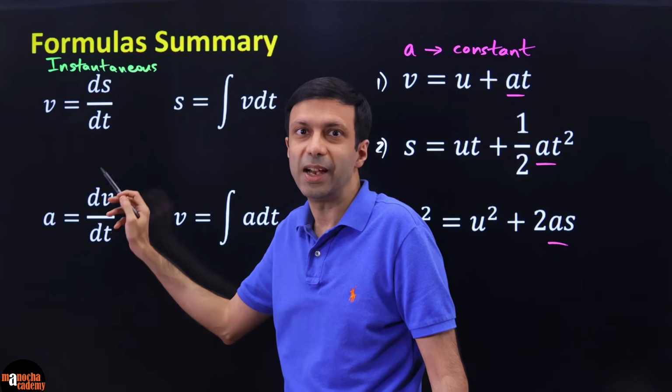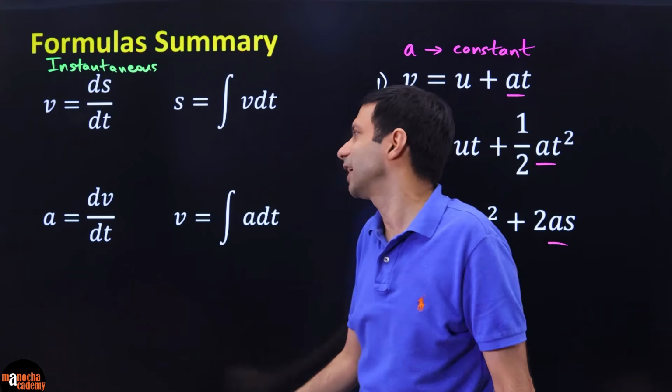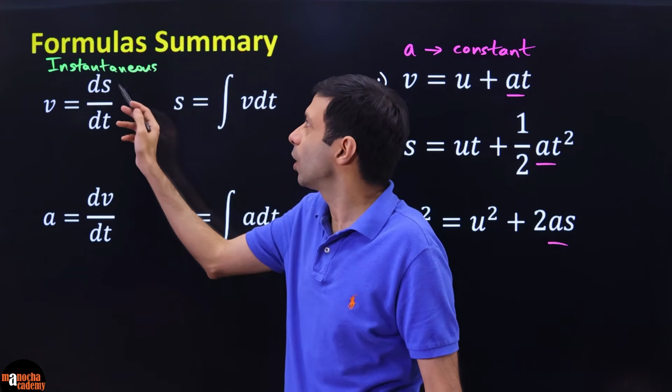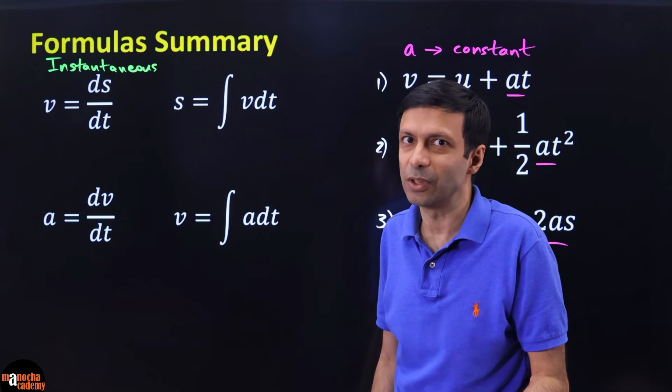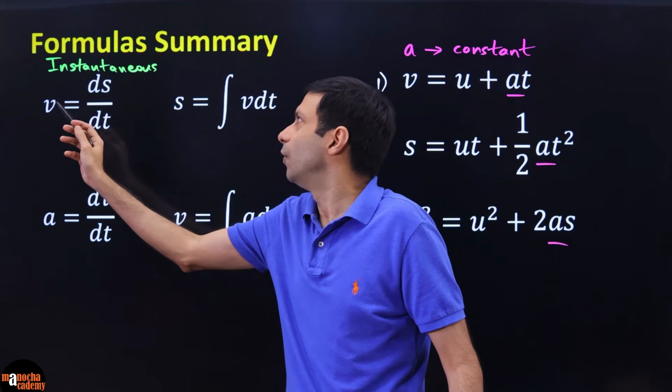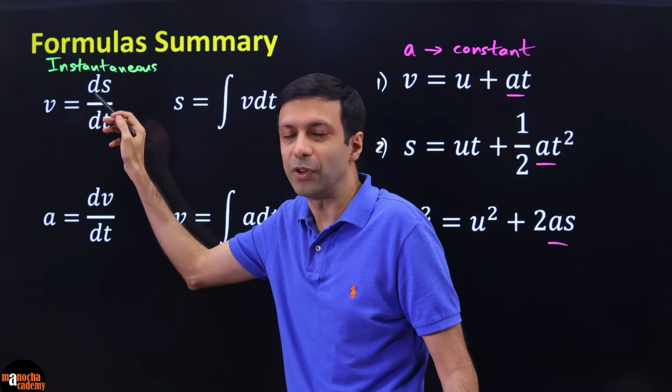Similarly, average acceleration was delta v by delta t. Instantaneous acceleration is dv by dt. So what are we doing? We are doing a differentiation here with respect to time. We are using calculus. So you can get velocity from displacement by doing differentiation.